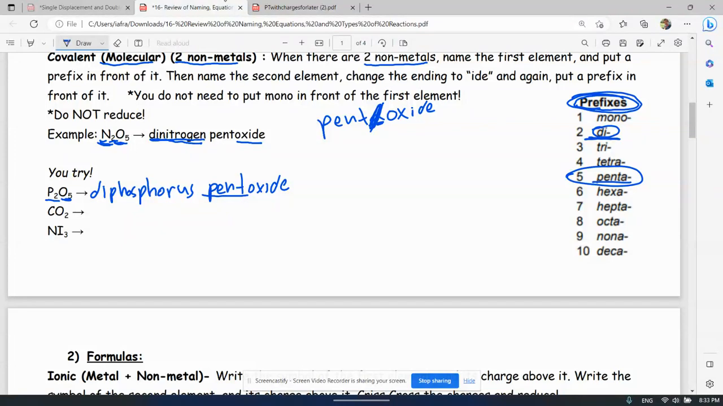Now, here we have to be careful. We have CO2. If the first element has a 1, we don't use its prefix. For 1 only. Everything else we'll use. But for the first element, if it's 1, we're not going to use mono. So we're just going to say carbon. We're going to change the ending oxygen to oxide, and there's 2 oxygens, dioxide.